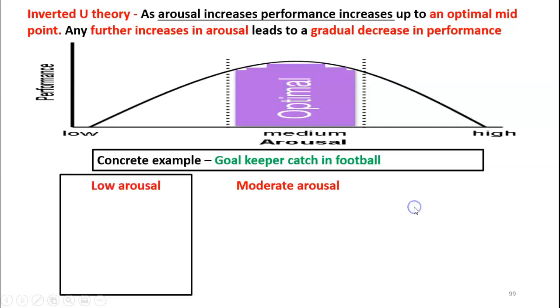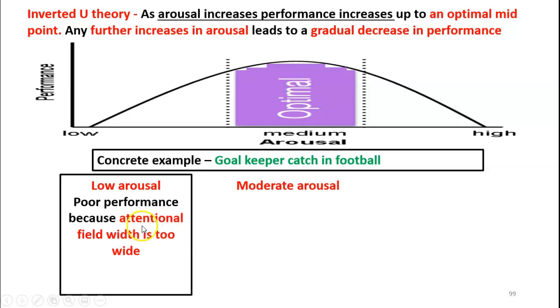So let's have a look at the first one then. Low arousal. So low arousal equals poor performance. And there is a theoretical justification for this. Low arousal leads to poor performance because the attentional field width is too wide. Now what this means is when you're daydreaming, and you're not really aroused, you're not pumped up at all, you pick up loads of cues from outside. So you pick up loads of things.